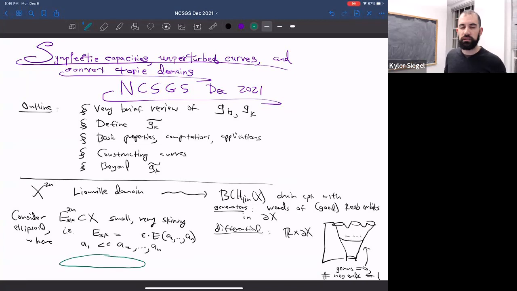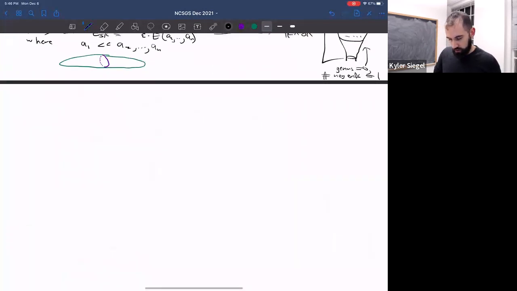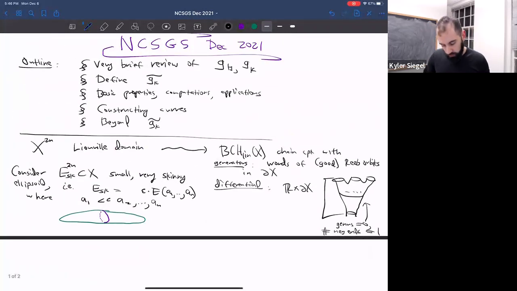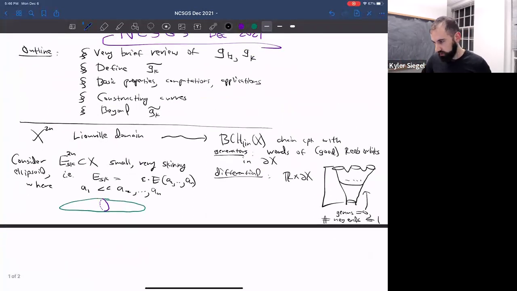You can always find one of these in X. You can just pick one living inside of a little Darboux ball. And the key property of the skinny ellipsoid is that it has one Reeb orbit of smallest period, which just goes around the small axis of the ellipsoid. And essentially, it has no other Reeb orbits, because, I mean, it does have other Reeb orbits, but they're all so long compared to that orbit that you can essentially just ignore them.